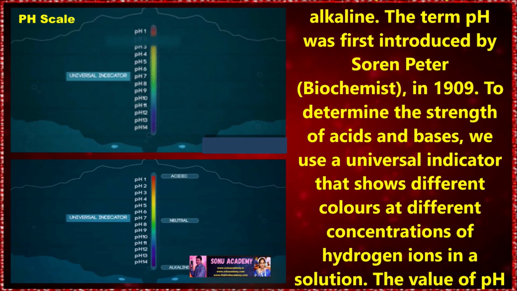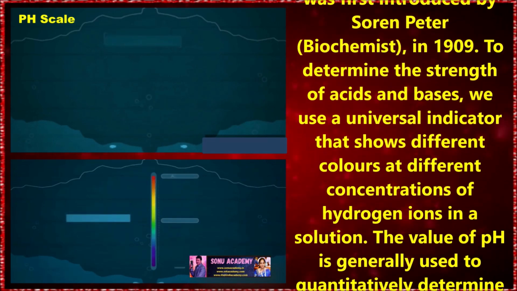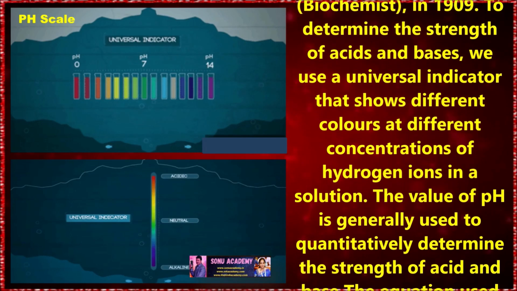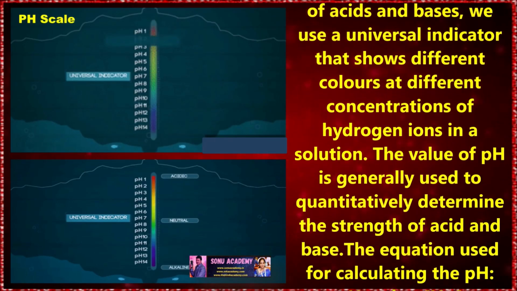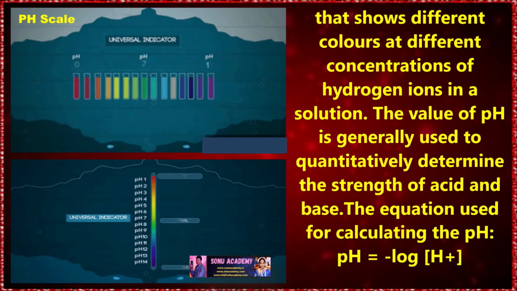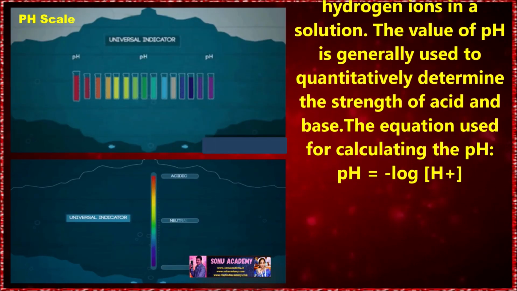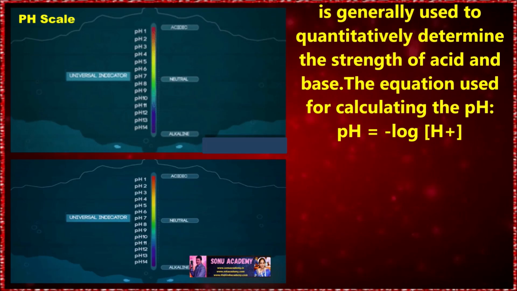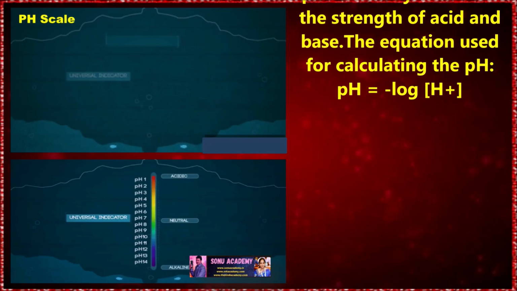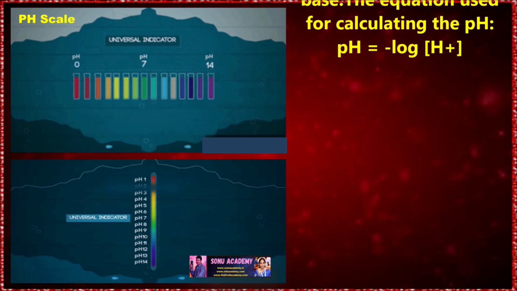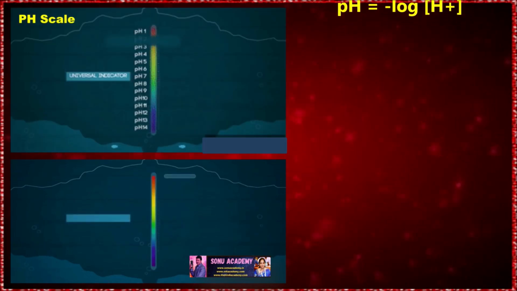To determine the strength of acids and bases, we use a universal indicator that shows different colors at different concentrations of hydrogen ions in a solution. The value of pH is generally used to quantitatively determine the strength of acid and base. The equation used for calculating pH is pH is equal to log H plus ions.